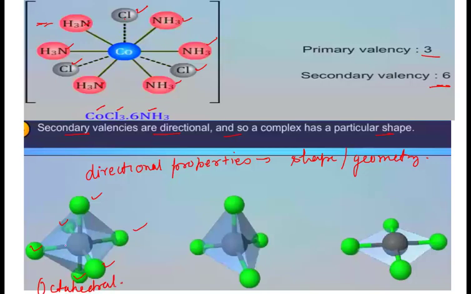Okay. 4 in one plane, 1, 2, 3, 4, and then pointed upward and downward. Now in case the secondary valencies are equal to 4, so there are 2 possible geometries. In this case, 1, 2, 3, 4. So it will be tetrahedral, right, or 1, 2, 3, 4.